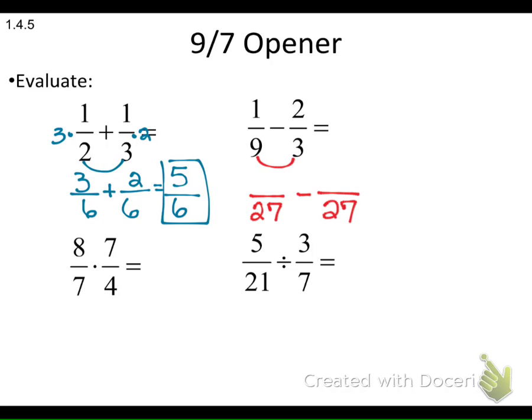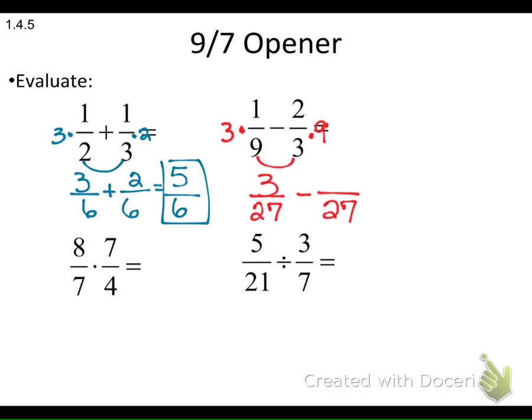Now, I took 9 times 3 to get 27. So I'm going to have to take the numerator, the top number, times the same number to get my new top number, my new numerator. So what's 1 times 3? Okay. What am I going to have to multiply this side by to get 27? I took 3 times what to get 27? 9. So what am I going to have to multiply that 2 by to get my new numerator?